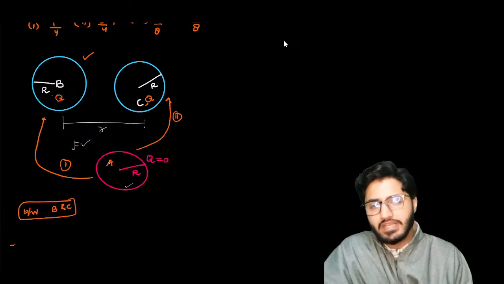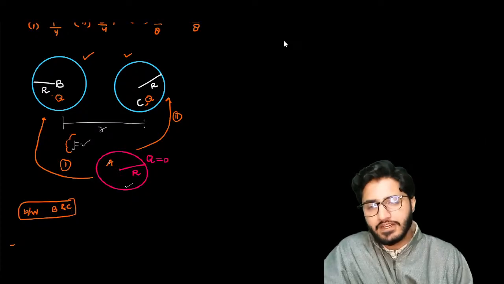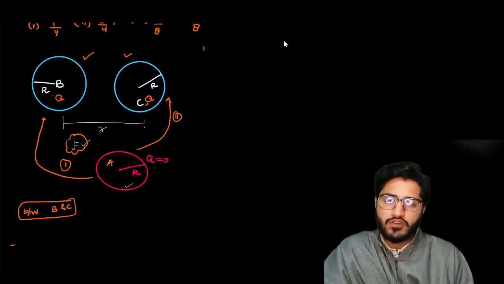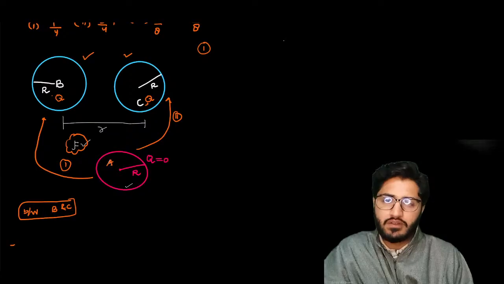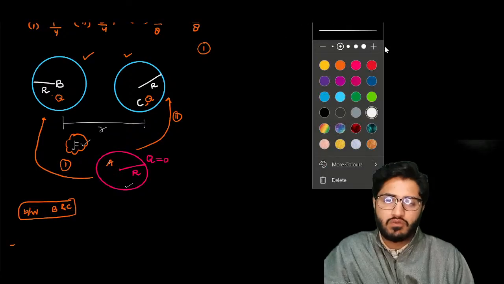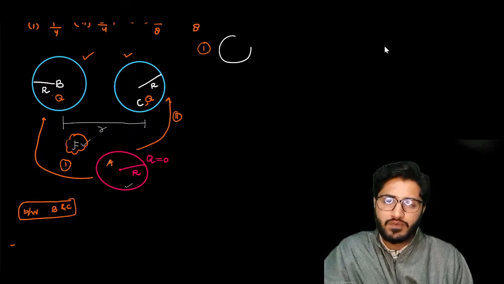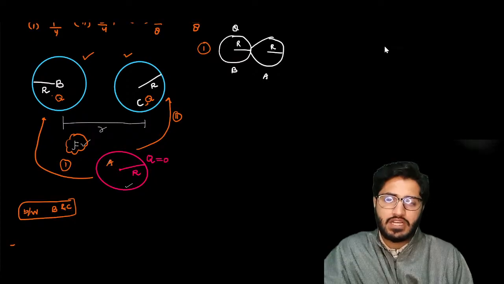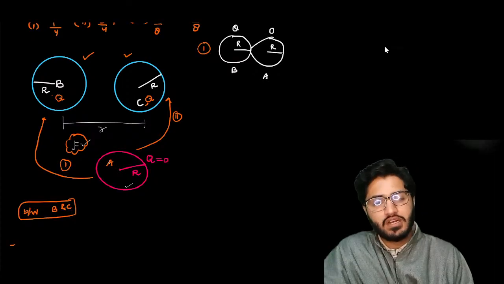Initially, between B and C, my force is F, right? According to the first condition, what we are doing, beta? Look, we are taking B here. This is my B with radius R, charge Q. And I am touching it with A, radius R, whose charge is 0 initially.